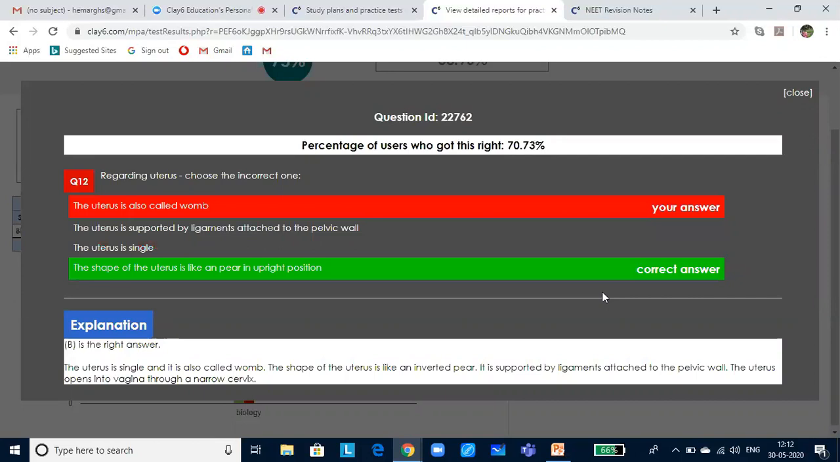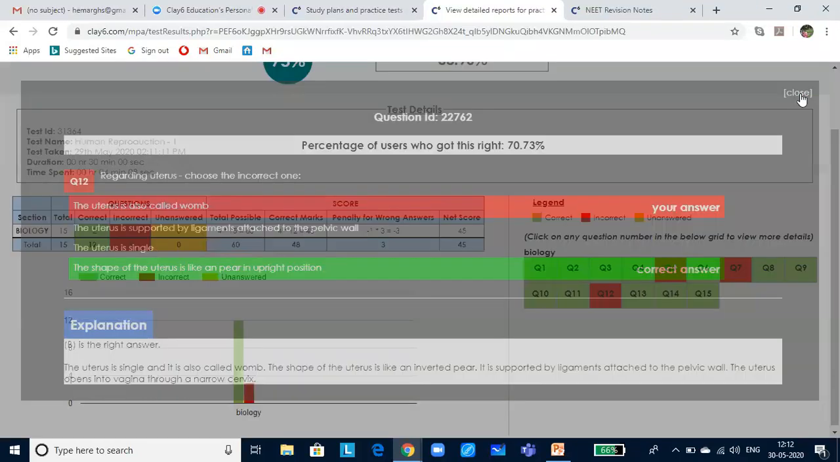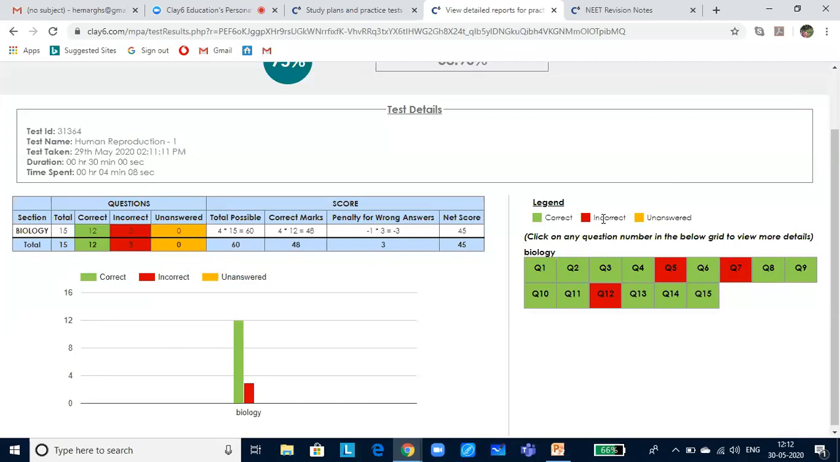Regarding uterus, choose the incorrect one. I think I have skipped this question. That is the reason why it has given wrong, but it was selected there. So now you understand that in a hurry, sometimes that is how it goes wrong. Now, when you have wrong questions, if I'm not sure, when you click, you will also see the explanation.